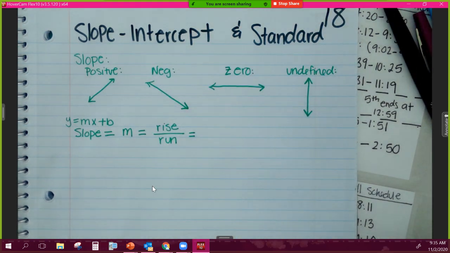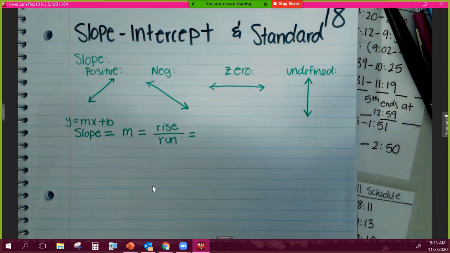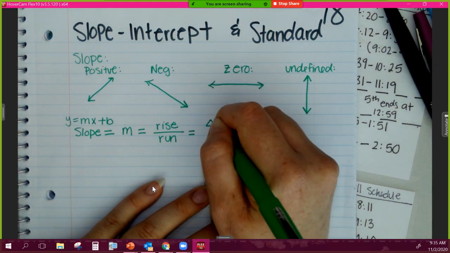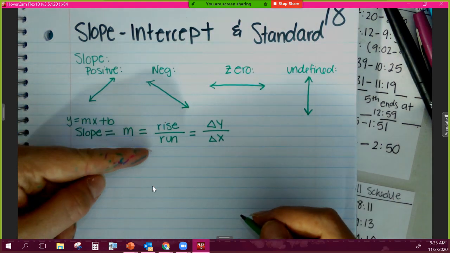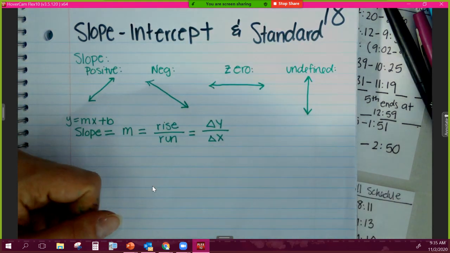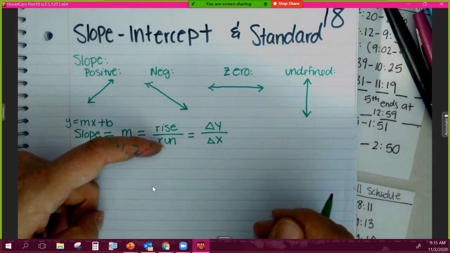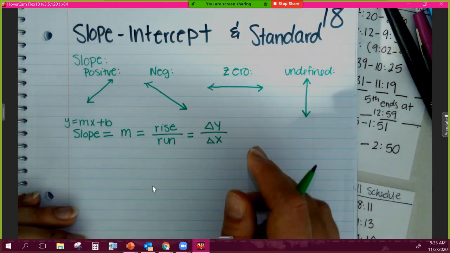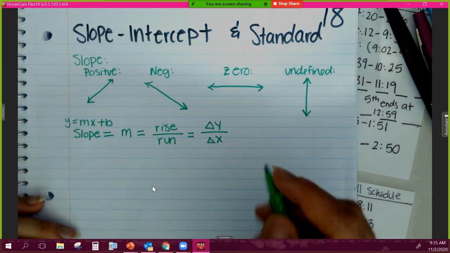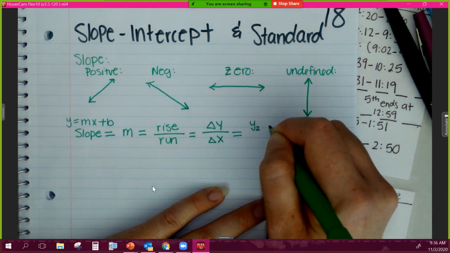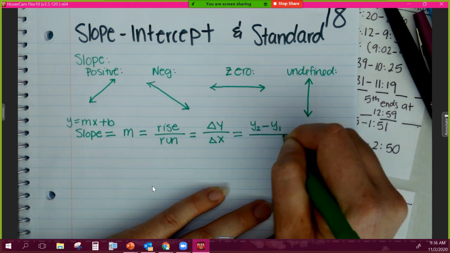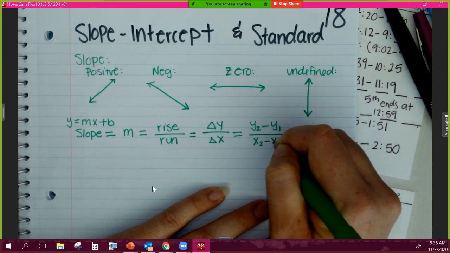Okay. Now, if you don't have a graph and you just have the coordinates, another way to do slope is your change in y over your change in x. That's the same thing as rise over run. Rise is representing your vertical change. Run is representing your horizontal change. So change in y over change in x. And when we talk about change, mathematically that refers to subtraction. So another way of thinking about it is y2 minus y1 over x2 minus x1.